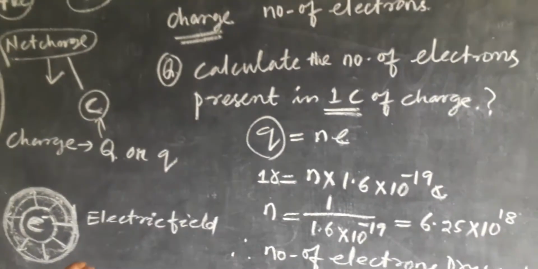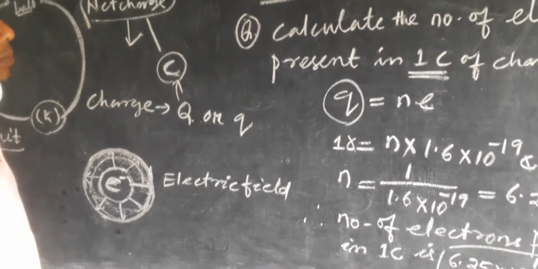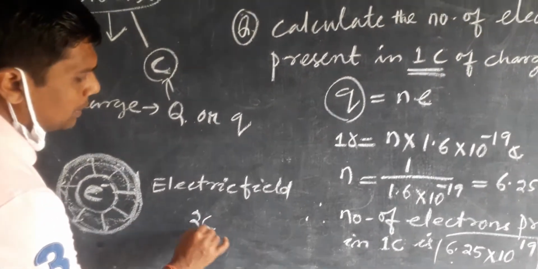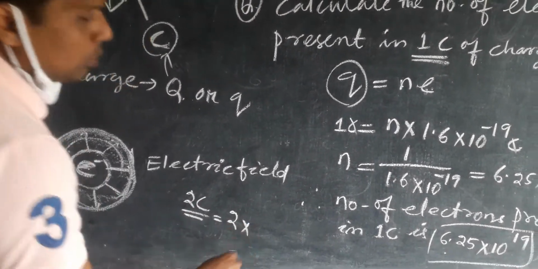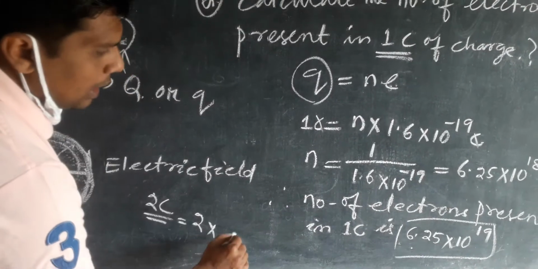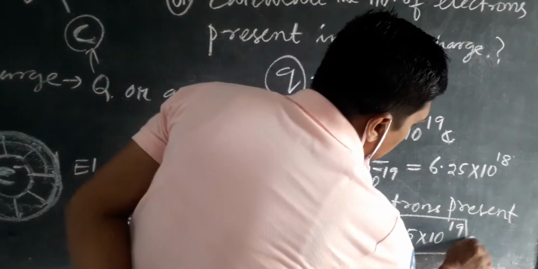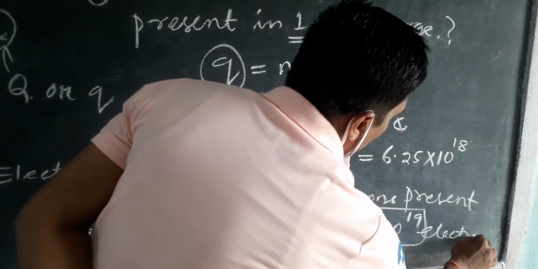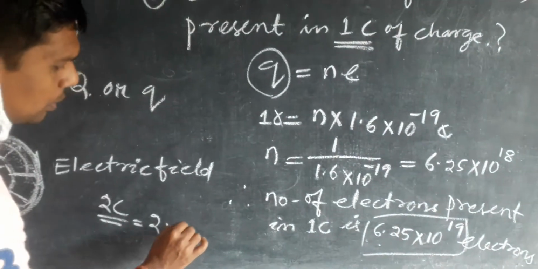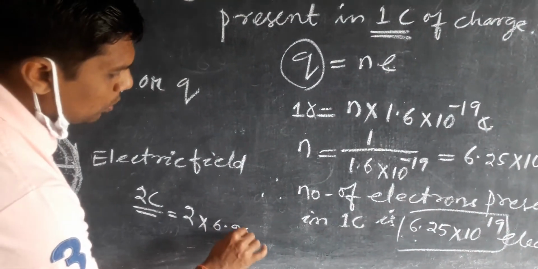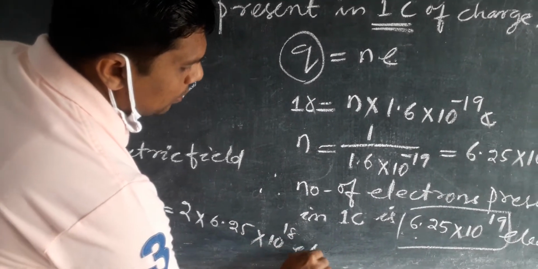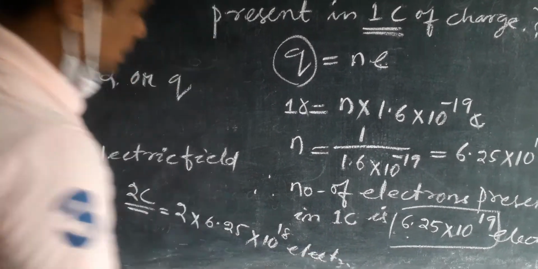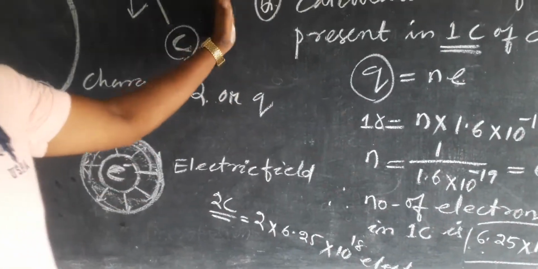Suppose one question is given: calculate the number of electrons present in 2 coulomb of charge. We know that 1 coulomb of charge contains 6.25 into 10 to the power 18 electrons, so 2 coulomb contains 2 times this. Like this, you have to calculate the number of charges.